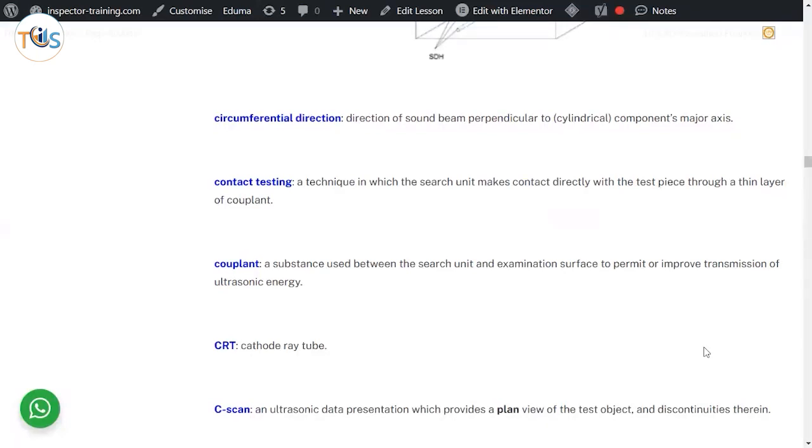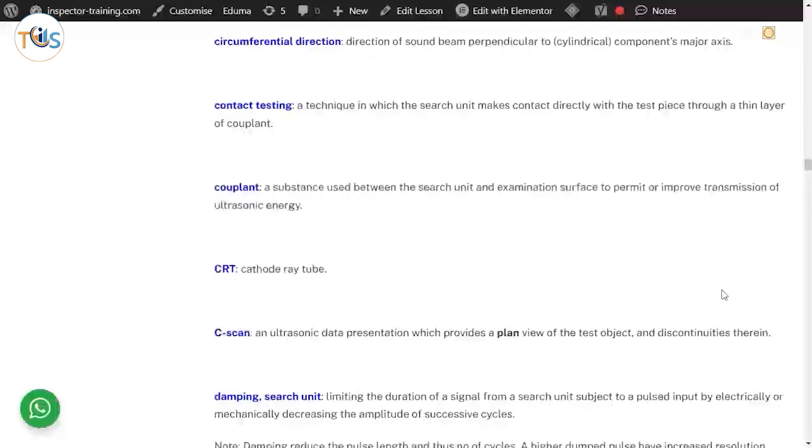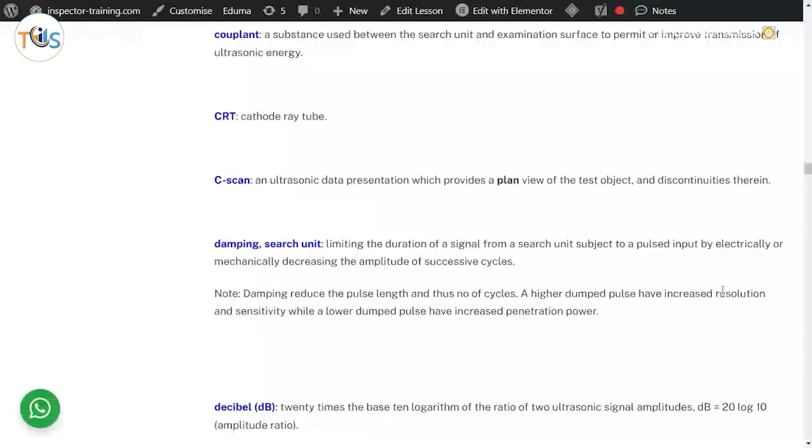Contact testing. As the name suggests, you put the probe directly on the test piece and you use a couplant, because the ultrasound beams get attenuated very fast if there is air between the test piece and the probe. So you use a couplant to facilitate that, and a couplant is a substance used between the search unit and examination surface to permit or improve transmission of ultrasonic energy. It can be oil, grease, wax, anything, if allowed.